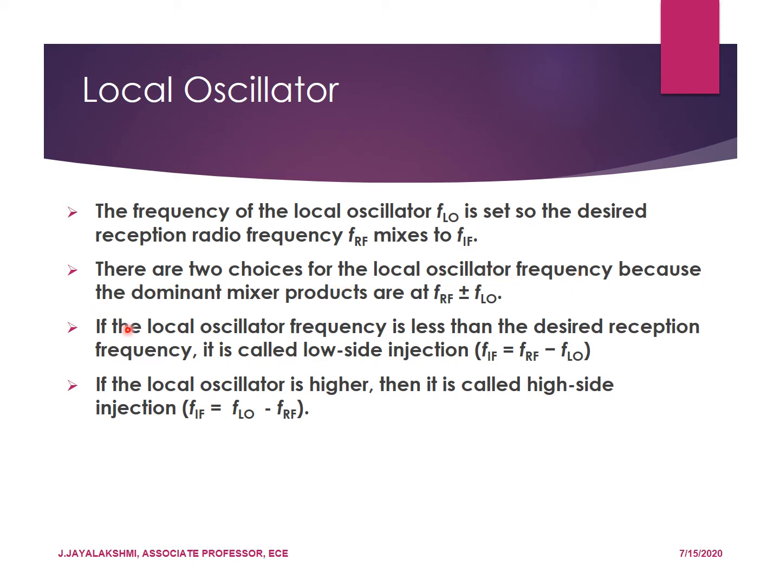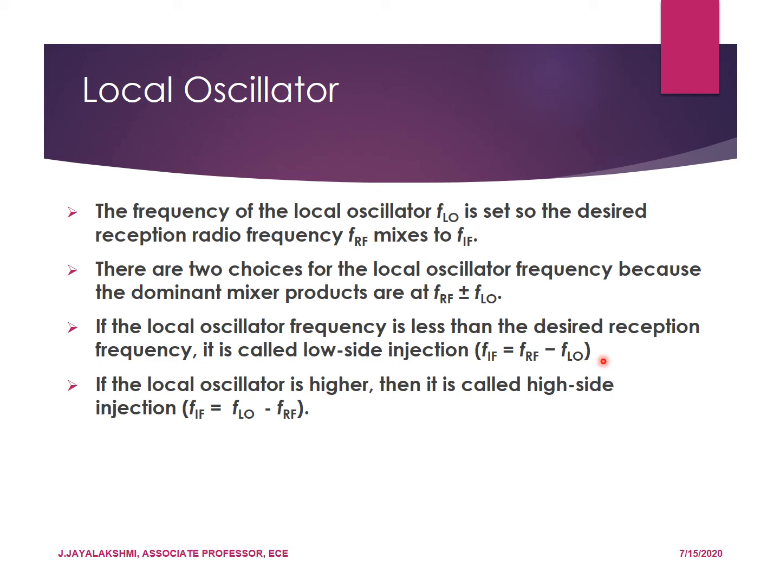So there are two choices for this local oscillator frequency, because the dominant mixture products are at either plus or minus the difference between the FRF value and the local oscillator value. So there are two possibilities, that is, if the incoming frequency is greater than or lesser than the value of the local oscillator, it is called low side injection or high side injection. Suppose the local oscillator frequency is less than the desired reception frequency, that is FLO is less than FRF, then it is called low side injection.